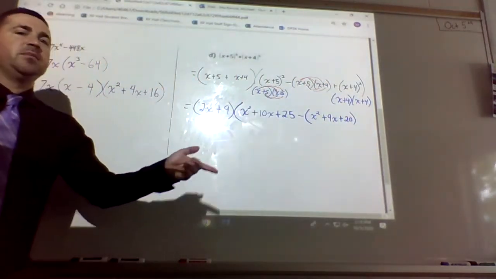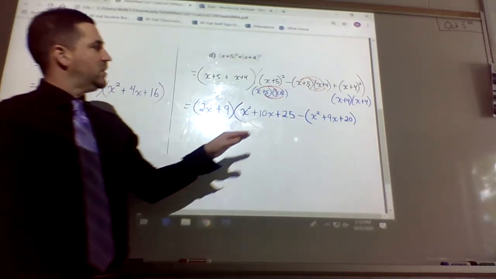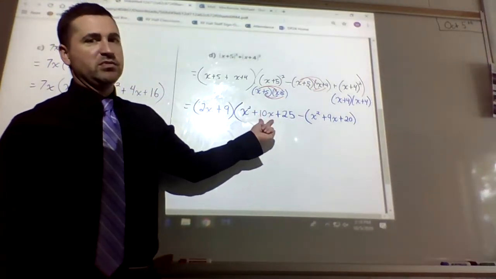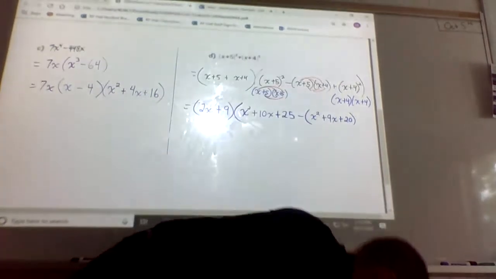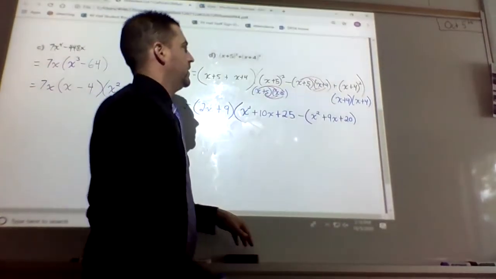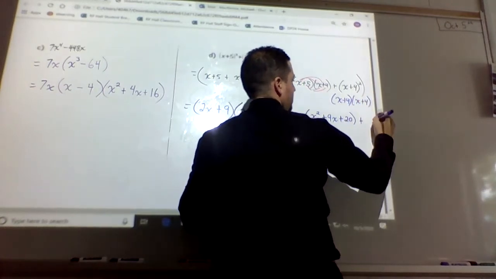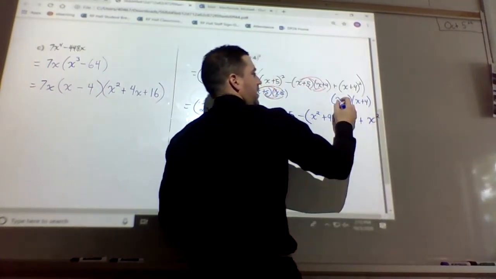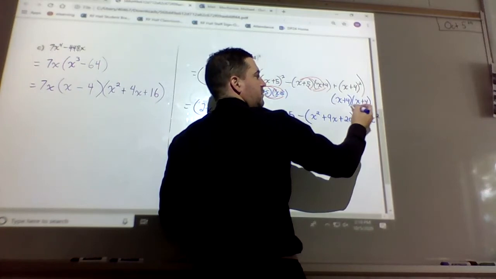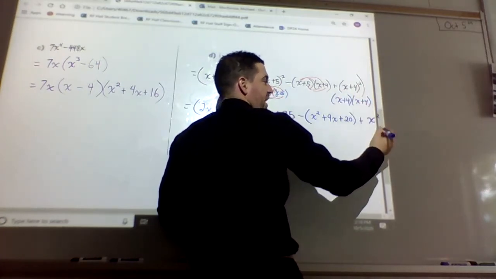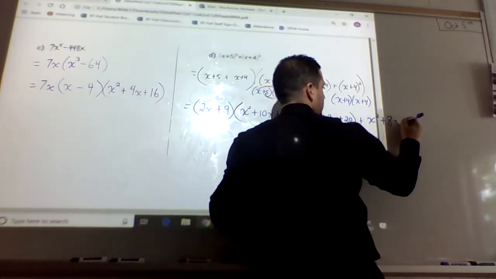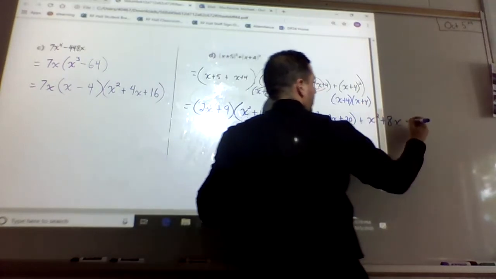Okay? I'm just skipping the one step where you have two terms and then you simplify the x's anyway. So I'm skipping that step. Plus x times x is x squared. X times 4 is 4x. But then we have 4 times x is also 4x. So that's 8x. And 4 times 4 is 16.